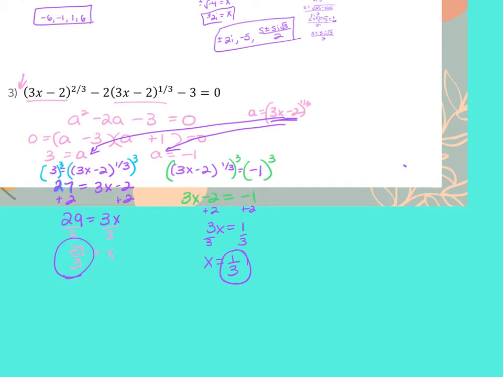Questions on that one? I know in the beginning it was frightening, but it's the same process. When you have those things that are ugly, you can use substitution. So take whatever is next to that middle term, make that your a, and then square it on the front. Questions? We good? We awake?